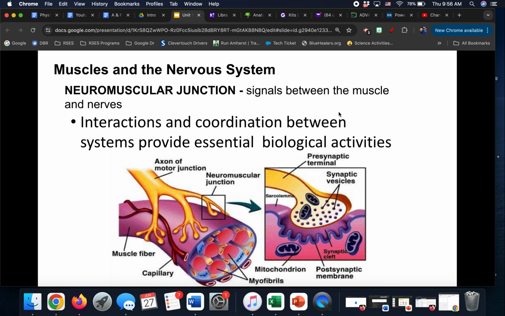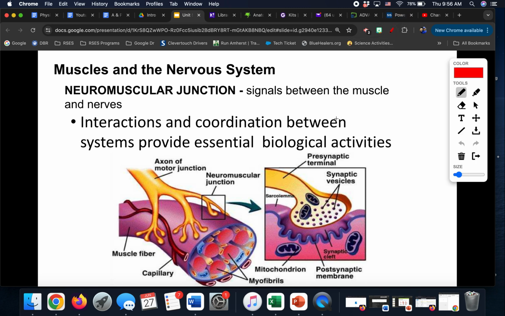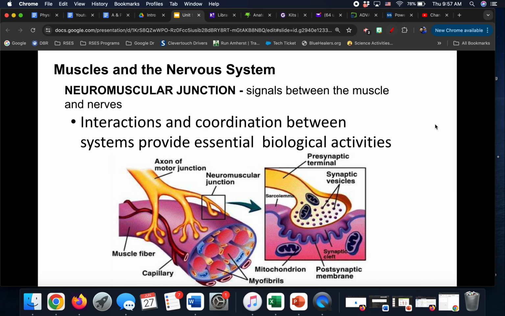But a big theme going forward with the rest of the systems we talk about is interactions and coordination between different organ systems is ridiculously essential. In other words, they're intertwined. They work together. We learn about them separately for the most part in here, but really they're intertwined greatly. And today we'll focus on this, how the interaction of the nervous system ties in with the muscular system.